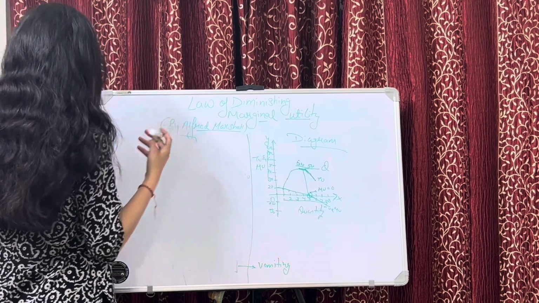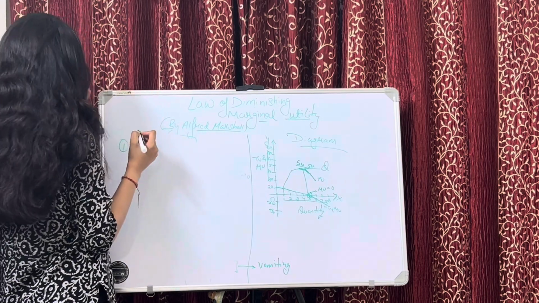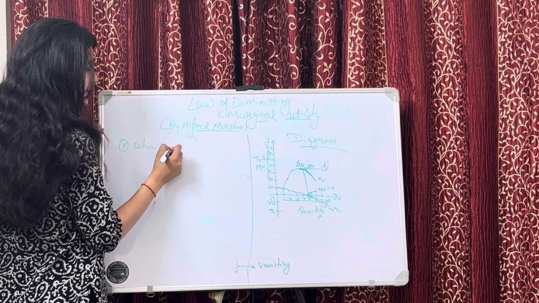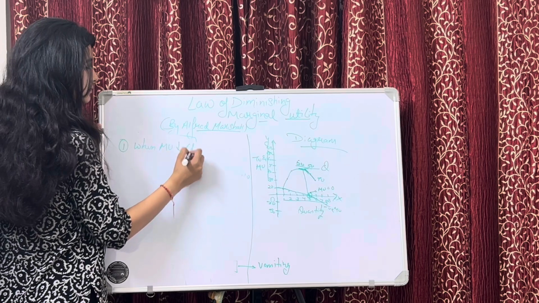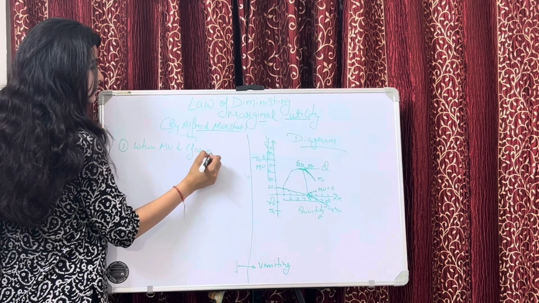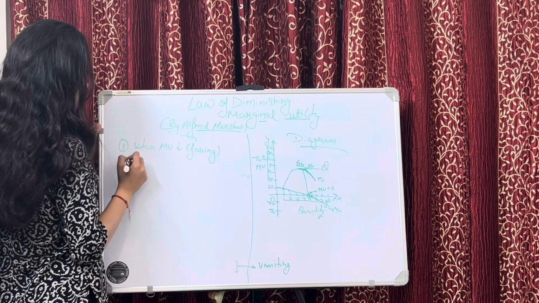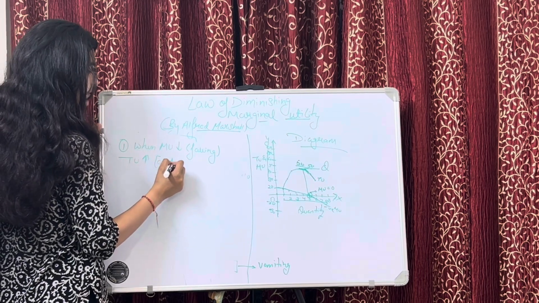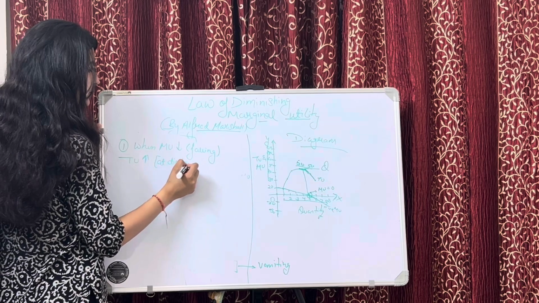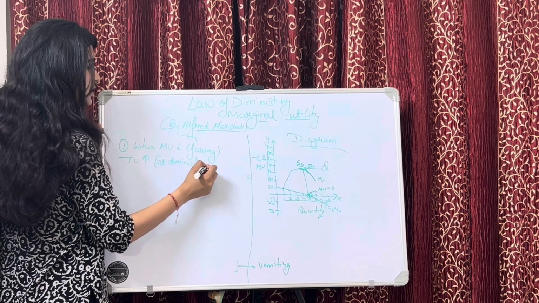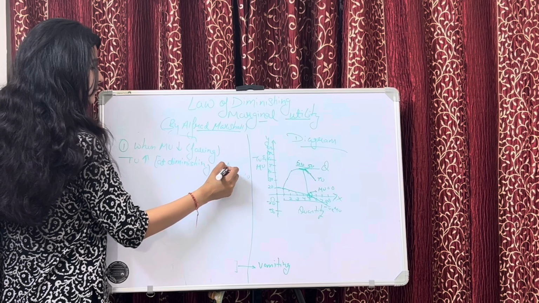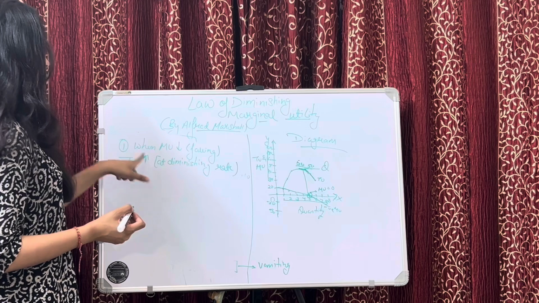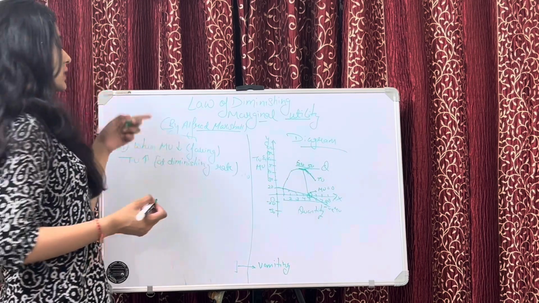Okay, so the first point will be: when marginal utility is falling, total utility will be increasing but at a diminishing rate.